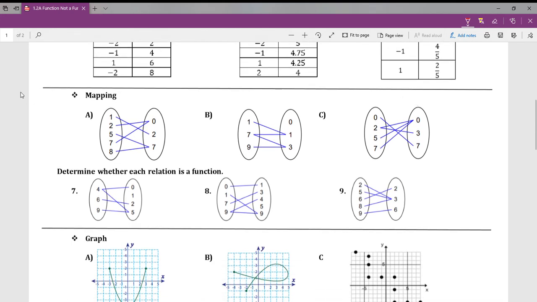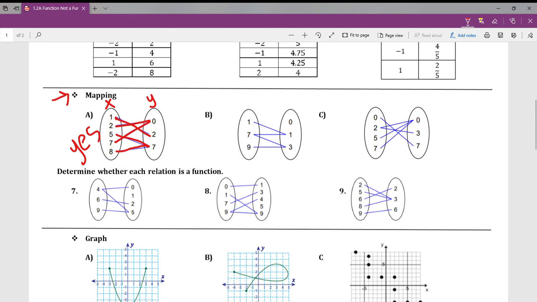Now I'm going to jump down to mappings. Same thing, my x values, my y values. When I look at 1, it goes to 2. Look at 2, it goes to 0. 5 goes to 7. 7 goes to 0. And 8 goes to 7. Again, we don't care about these y values, just the x values. Each one has one line coming from it, so it's used one time. So yes, it is a function.